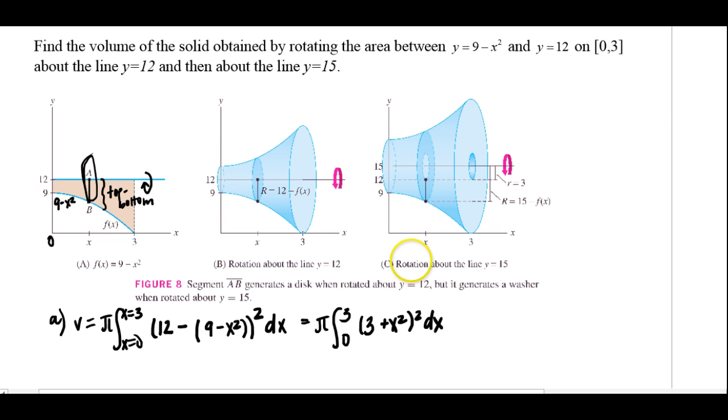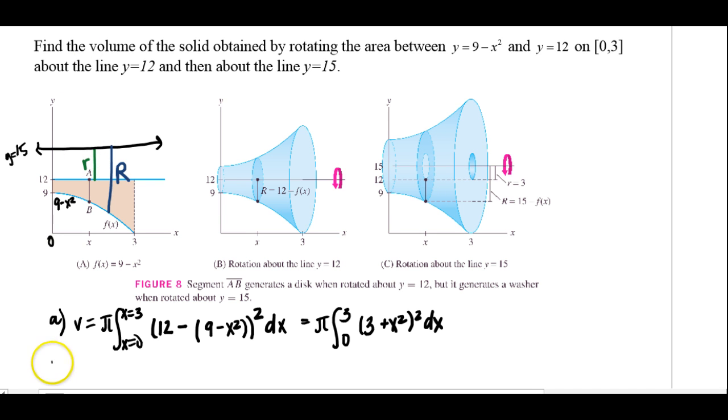And now the next part is to rotate around the line y equals 15. So I'm going to go ahead and erase this, because now we're going to draw our axis of rotation, which is above the region, at 15. So this is y equals 15. So my big radius goes from the axis of rotation to the further away function. My little radius goes from the axis of rotation to the closer function.